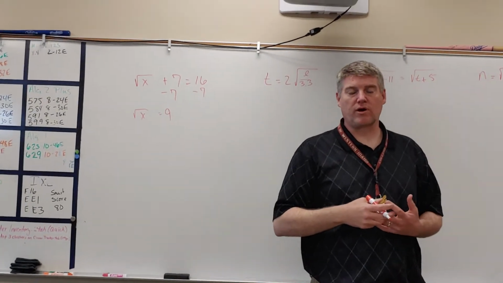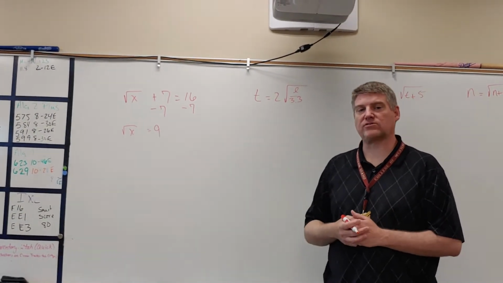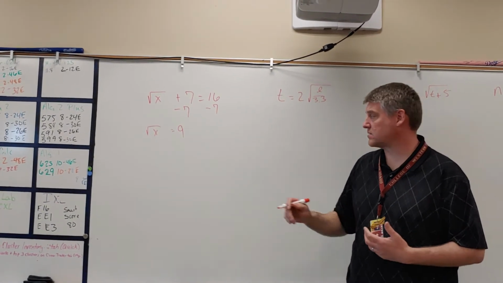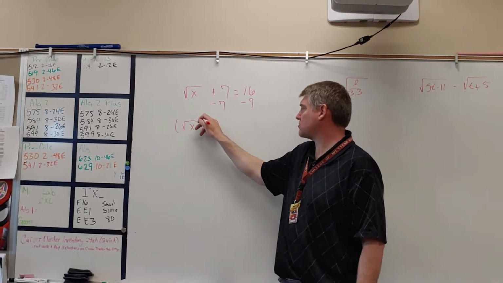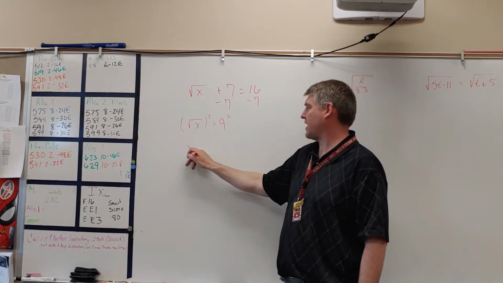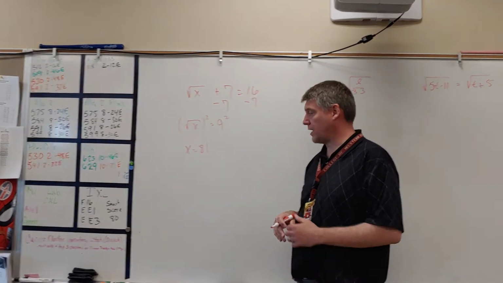Now, once I have the square root by itself, I can get rid of that square root by squaring both sides. So I'm going to square both sides. I get x equals 81.